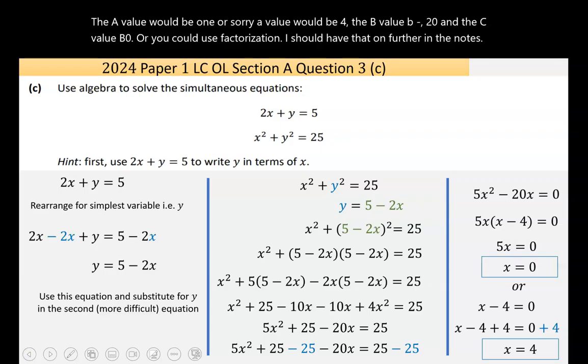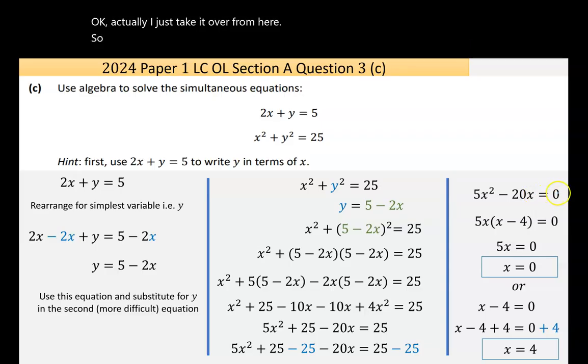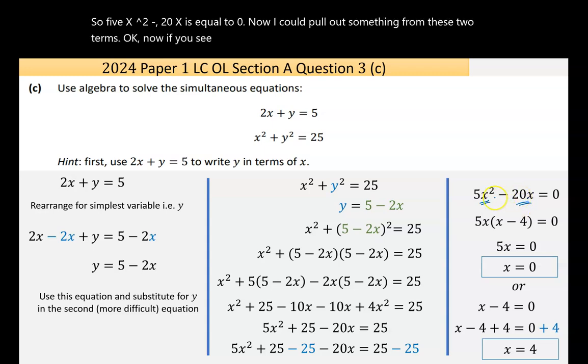Okay, actually I'll just take it over from here. So 5x squared minus 20x is equal to 0. Now I could pull out something from these two terms. Okay. Now if you see it, x is there in both terms, but also 5x.